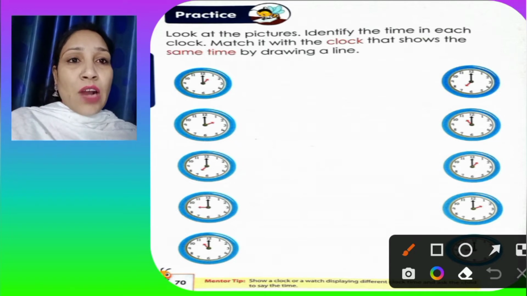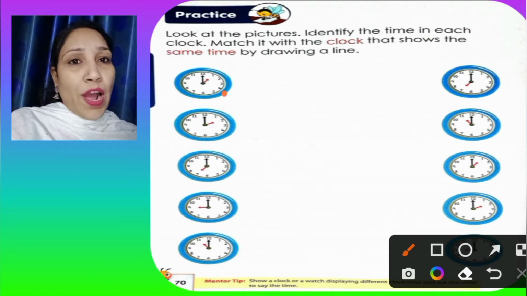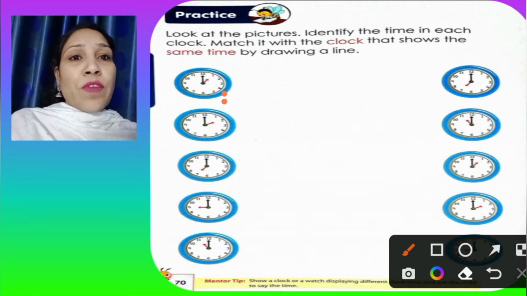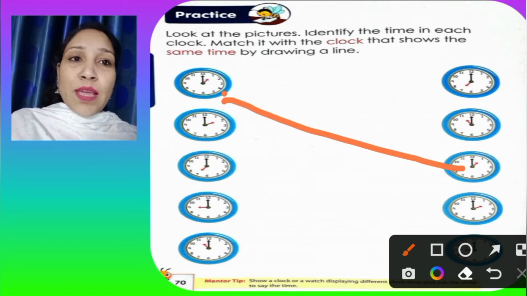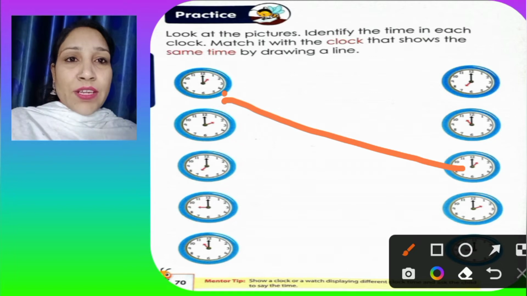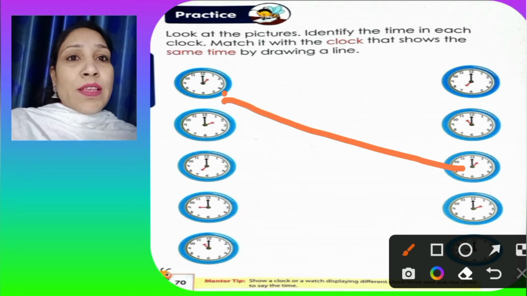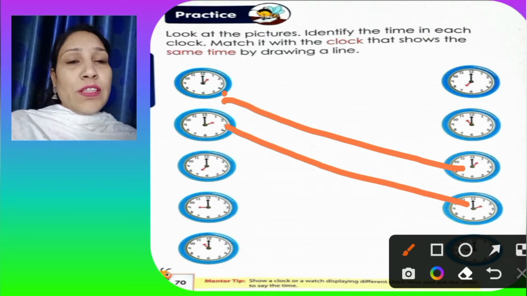Okay. Now see the first one. Here the short hand is on number 1 and the long hand is on number 12. So we can say here 1 o'clock. We will match it with the third clock because it is showing the same time. Okay. See the second clock. In the second clock, the hour hand is on number 2 and the minute hand on number 12. We have to find the same time. Okay. On number 4, the same time is showing in this clock. We will match it with it.